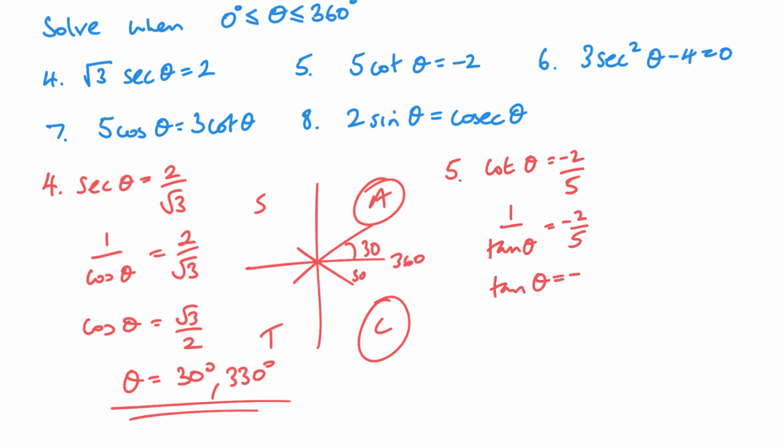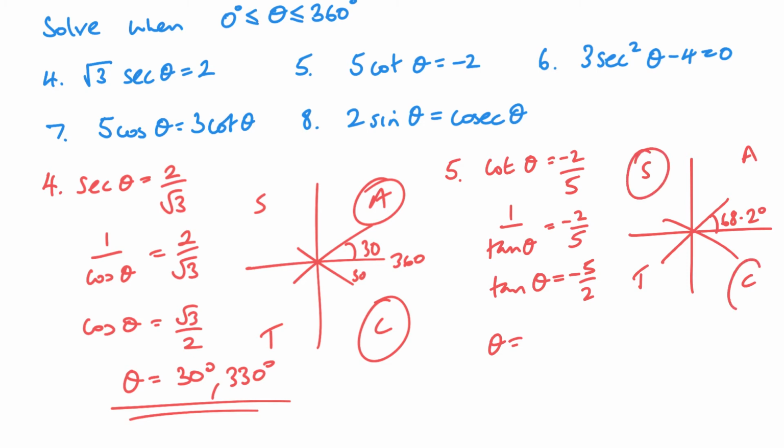Tan theta equals negative 5 over 2. So find theta first. Now personally I tend to just find the positive version initially. So I would do inverse tan of 5 over 2, because that will then give me this angle here, as a positive angle. Then tan is negative, so I want these two sections. So I've got 180 minus my 68.2 and 360 minus 68.2.